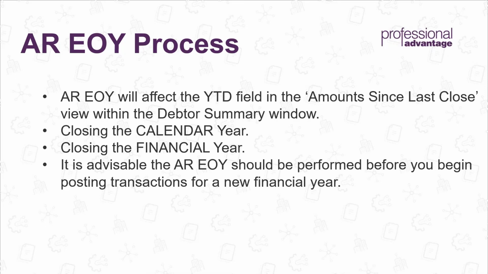So firstly, the year-end will affect the year-to-date field in the amount since last close view within the data summary window. And this data summary window, you can find it under cards, sales summary. So that's how you navigate to that window and you can view the data there. And as part of the year end in the AR module, it'll also close the calendar year as well as the financial year.